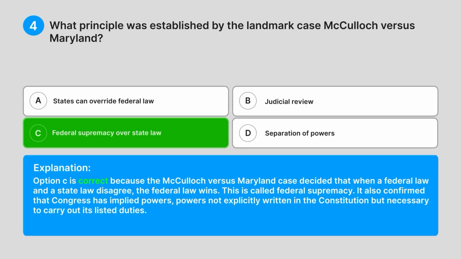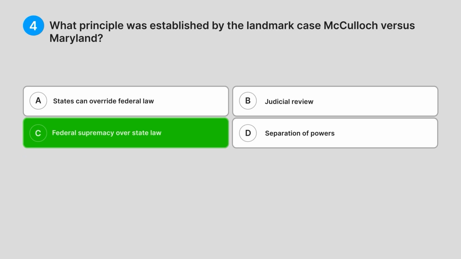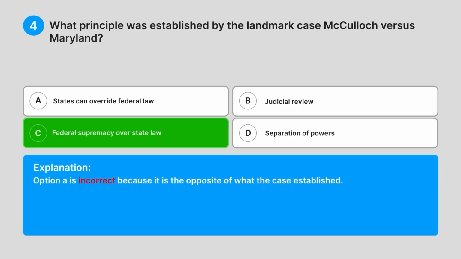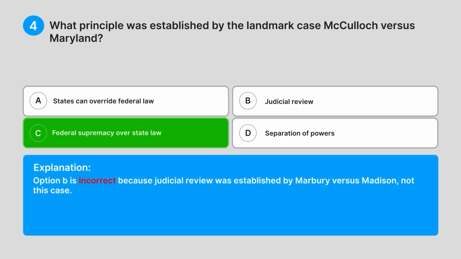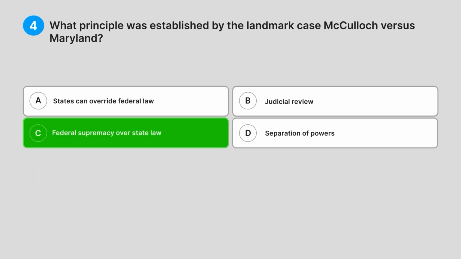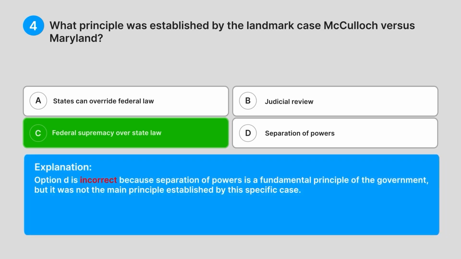Explanation. Option C is correct because the McCulloch versus Maryland case decided that when a federal law and a state law disagree, the federal law wins. This is called federal supremacy. It also confirmed that Congress has implied powers not explicitly written in the Constitution, but necessary to carry out its listed duties. Option A is incorrect because it is the opposite of what the case established. Option B is incorrect because judicial review is established by Marbury versus Madison, not this case. Option D is incorrect because separation of powers is a fundamental principle of the government, but it was not the main principle established by this specific case.